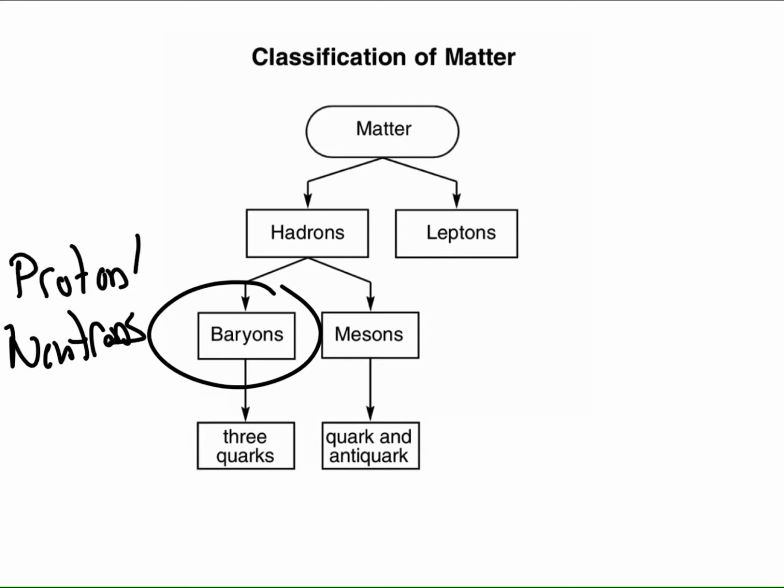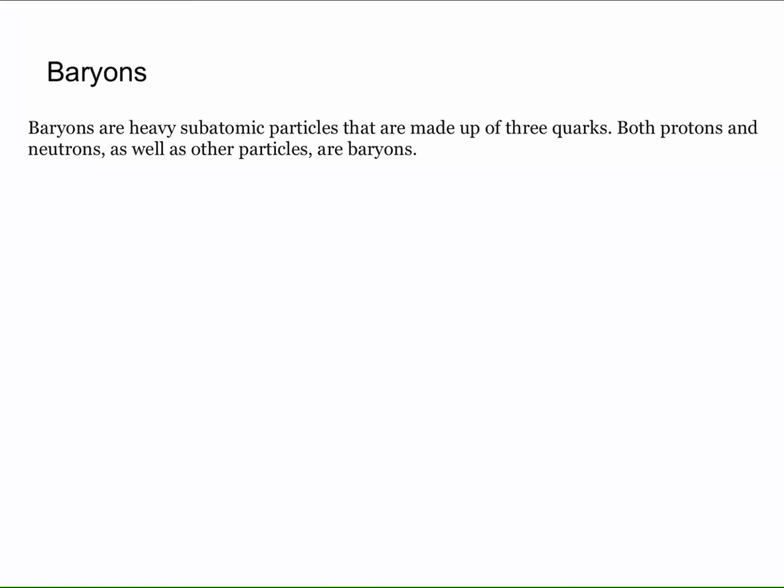So baryons are heavy subatomic particles that are made up of 3 quarks. We're going to get into that in a second. I know it's been mentioned a couple times, but they're the biggest of the subatomic particles. It also goes on to say here, both protons and neutrons are baryons.